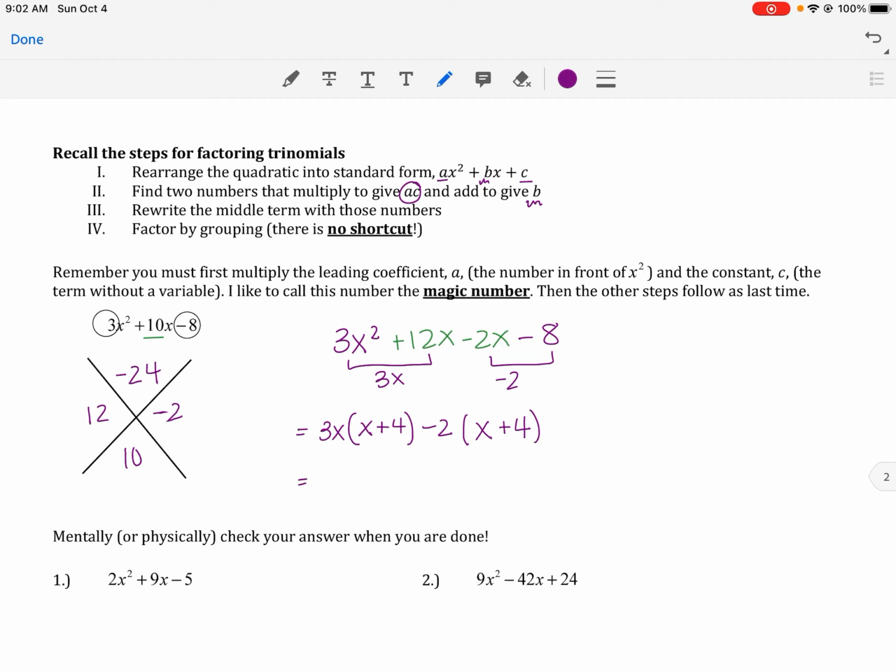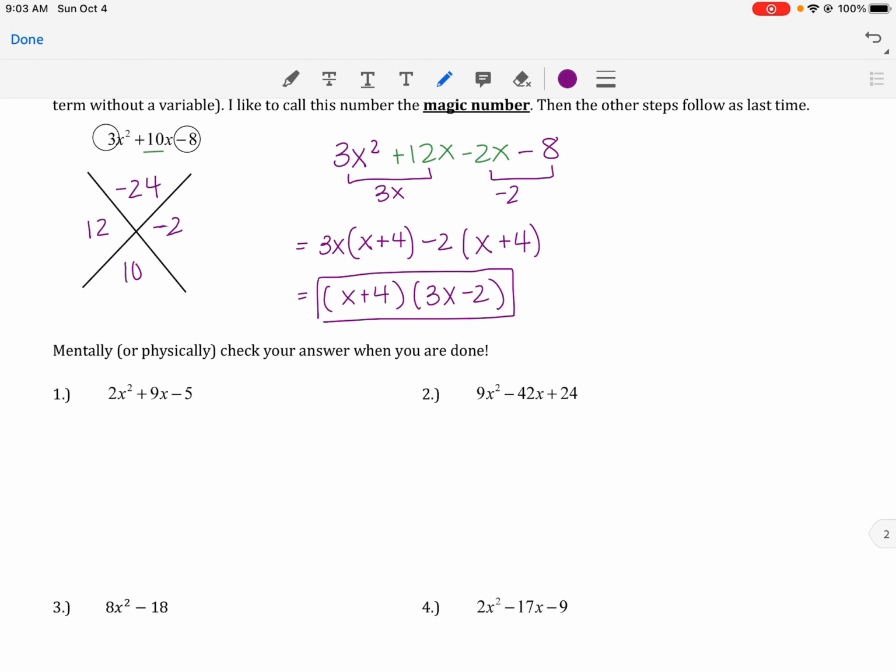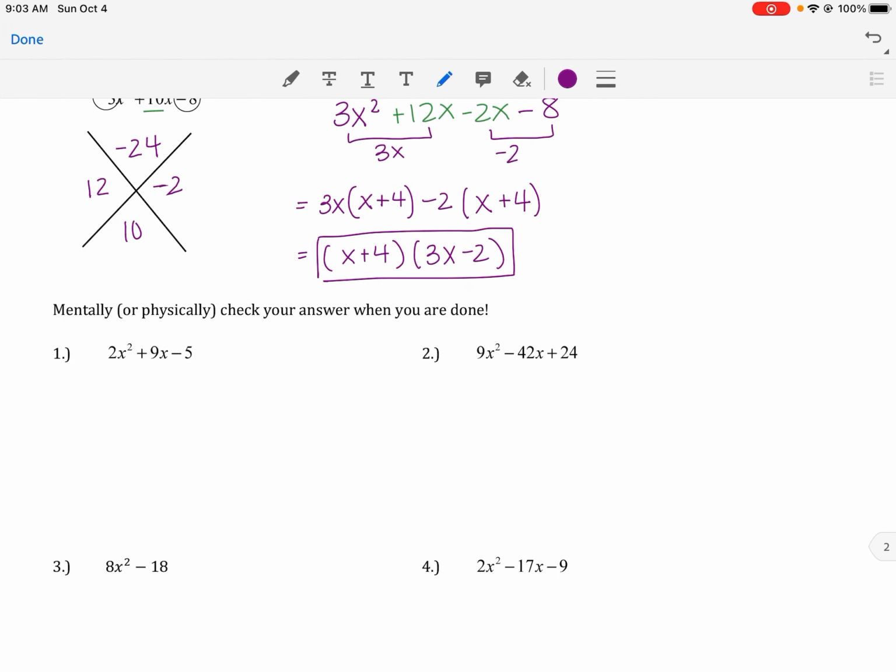So now, we're going to pull out the common factor, which is x plus 4, and put the leftovers 3x minus 2 in parentheses. If you want to double check your work, you can go back through and multiply it out to double check that it works.